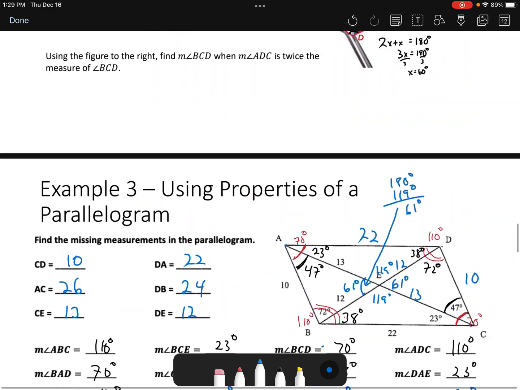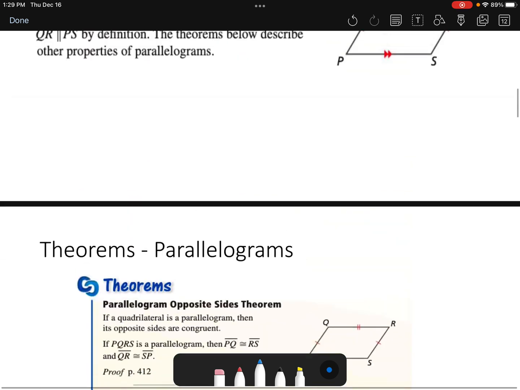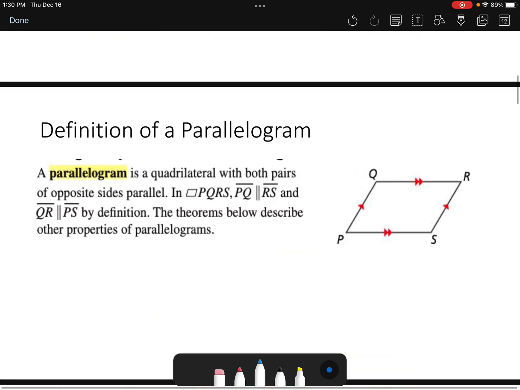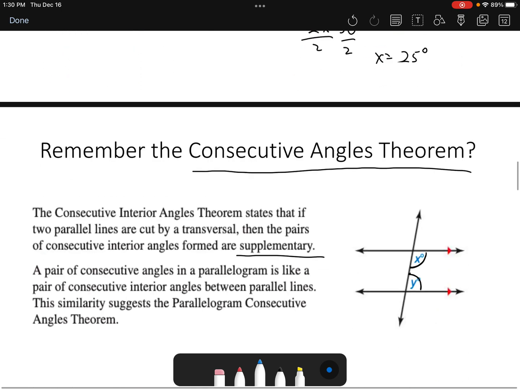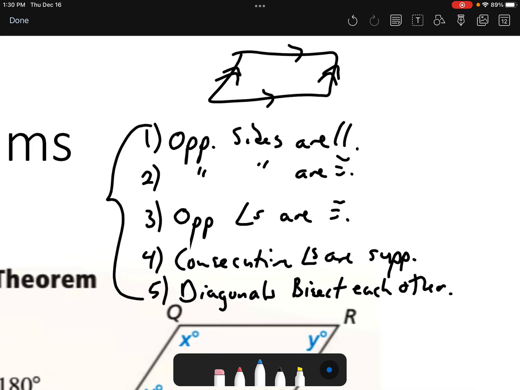Okay, so if there's any repeats you need, go ahead and stop it and go through the PowerPoint again, the video. But here are those 5 things we need to know, and we just applied them to those last 6 examples.